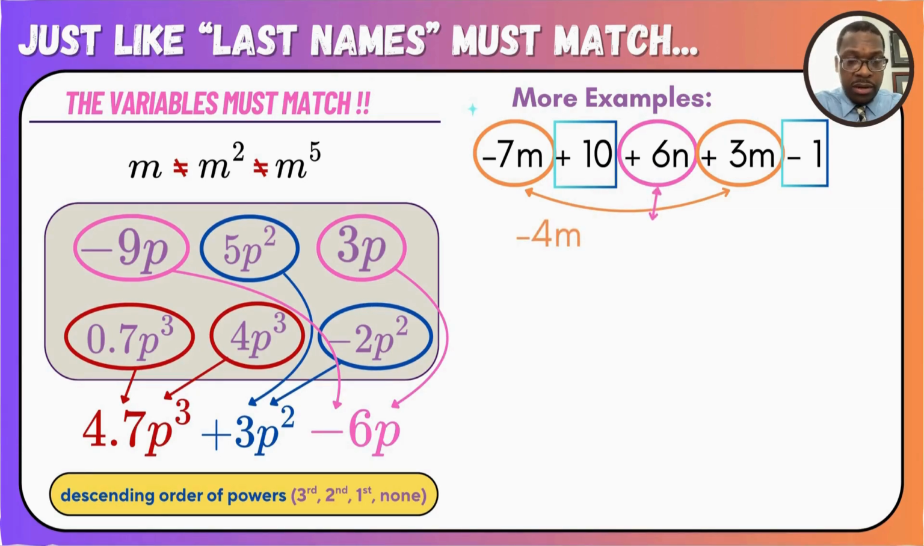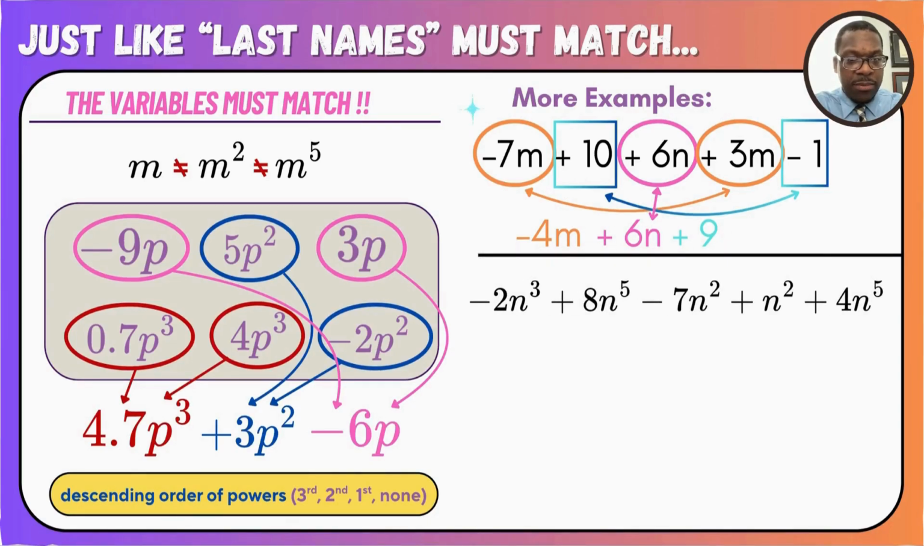Now we'll stick with the letters and put those first. And since nothing combines with positive 6n, we'll just write that down, positive 6n. And then let's put our regular numbers together. Positive 10 combined with negative 1 should give us positive 9. And with that one, we are done. Okay, next example.